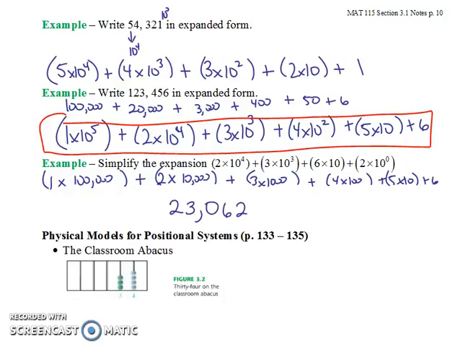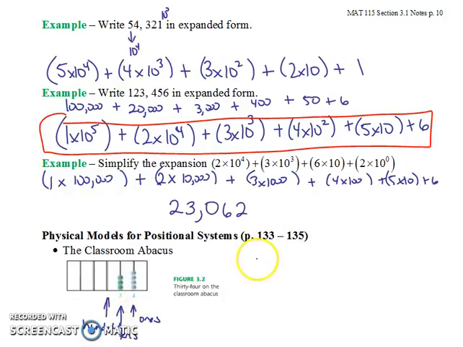There are different physical models for positional systems. You can see in your book, there's the classroom abacus. We can use the classroom abacus to figure or write a number. This is 34 on the classroom abacus. You have your ones. This is your tens. If you had something here, it would be your hundreds and so on and so forth.